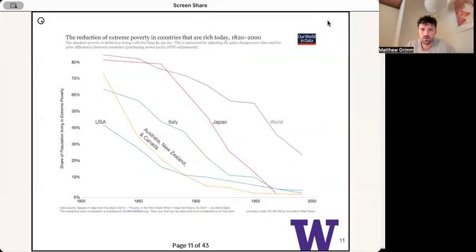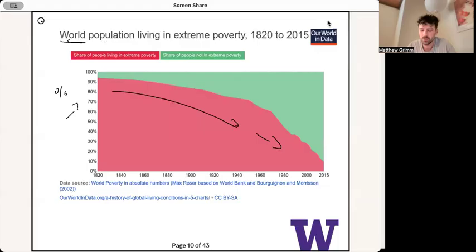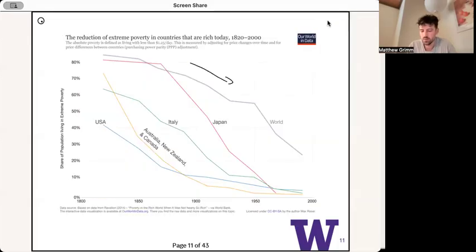Okay, so now we're going to split it up into a couple of groups. And again, we're looking at the same thing. So this is the reduction of extreme poverty in countries that we consider to be rich today. On the y-axis, we have the share of people living in extreme poverty. And you can see the same kind of trend that we saw in this graph right here, where the share of people living in extreme poverty has decreased. Here's the world. Here's Japan, Italy, Australia, New Zealand, and the United States.